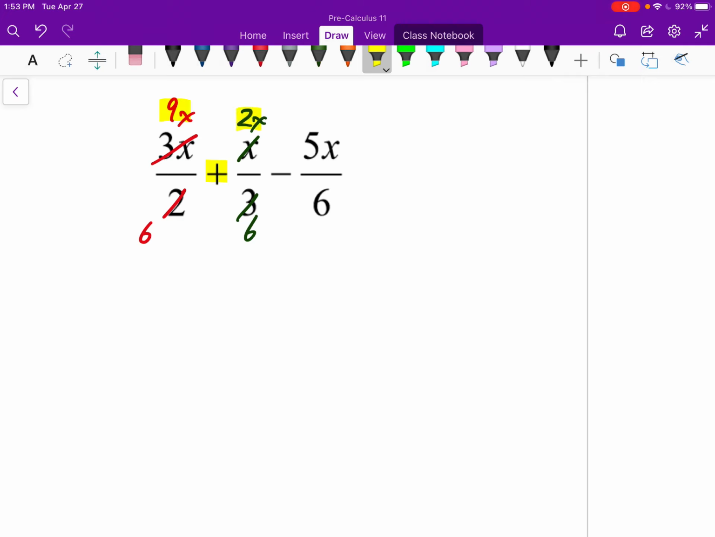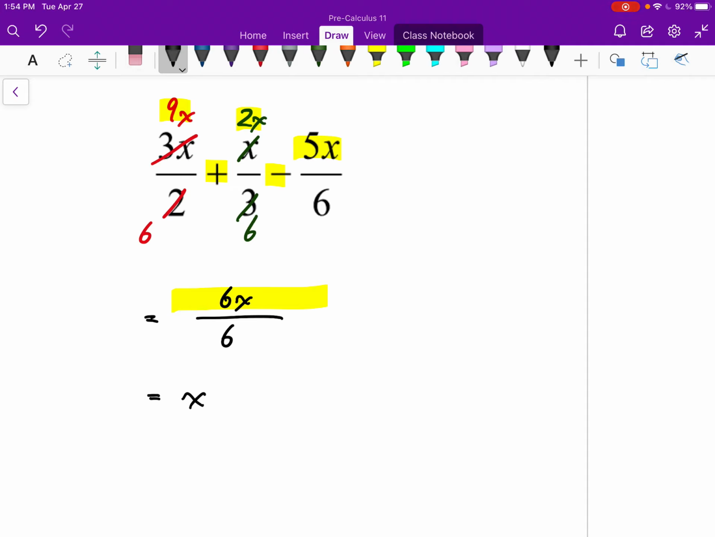And so my numerator is going to be 9x plus 2x minus 5x, which, put that all together, is 6x over a denominator of 6. Those 6's cancel out, it reduces down to just x. Now, are there any restrictions? No, there's no restrictions, because if you look at my expression, I know it's kind of messy right now, but there's no variables in the denominator.